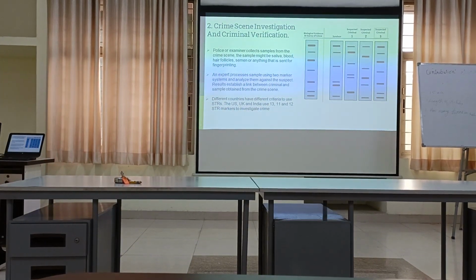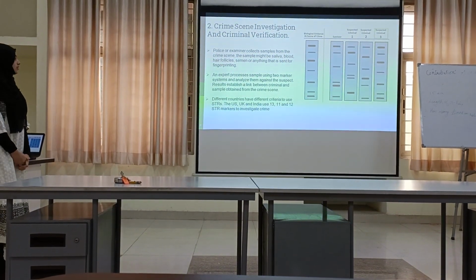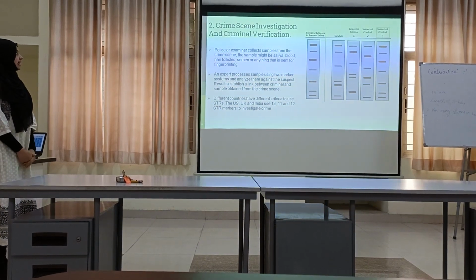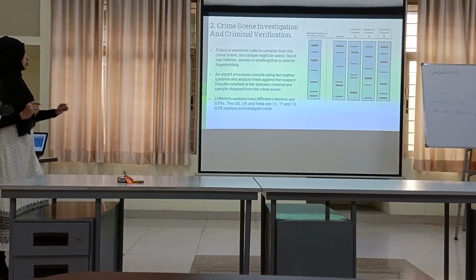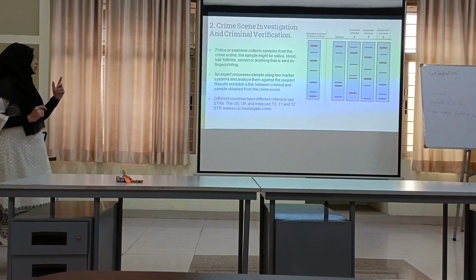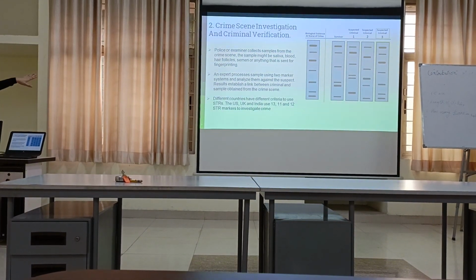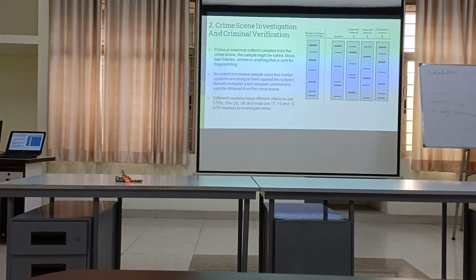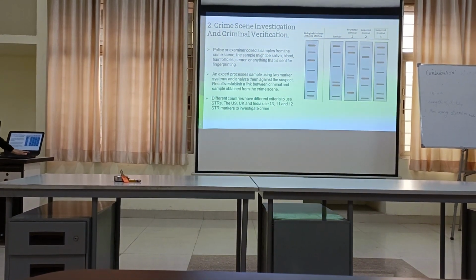Different countries have different criteria to use STRs. For example, the US, UK, and India have different STR loci that they use. In the US it's 13, UK 11, and India 12 STR markers. These are the markers that are considered in different countries for DNA fingerprinting.